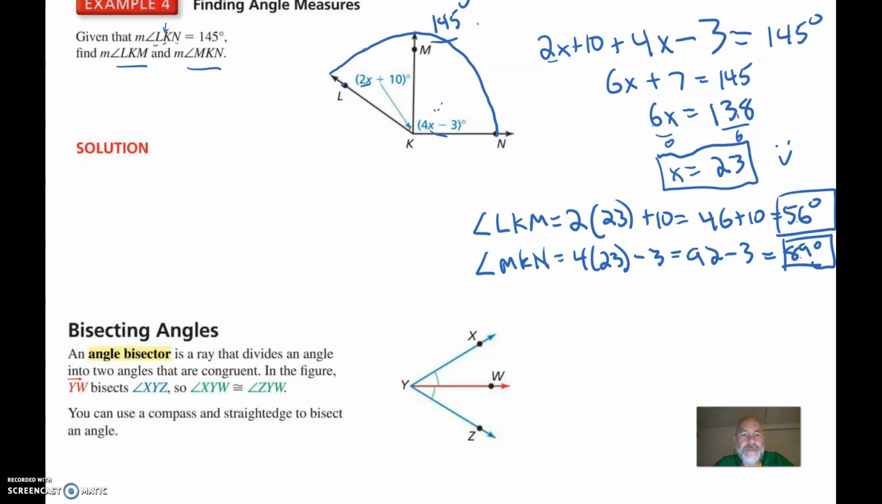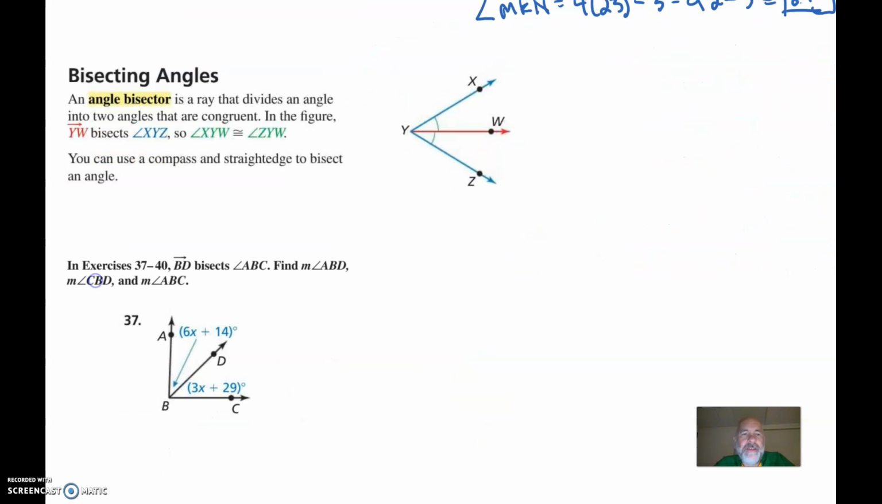So yay, it worked. All right, now bisecting angles. An angle bisector is a ray that divides an angle into two angles that are congruent. Kind of like we had a midpoint that can bisect a segment. Same thing here. You've got an angle bisector that bisects an angle.